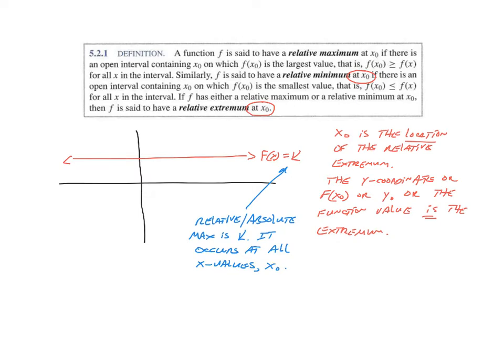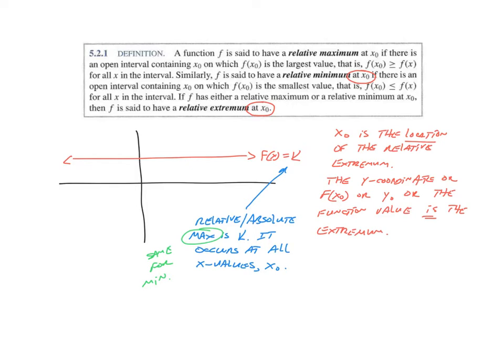So where does it occur? Everywhere. However, it has only one relative or absolute maximum, K. If it were 4, the relative or absolute max would be 4. P.S., same with the min, because it's a constant function. So the relative or absolute minimum is, let's say 4, whatever your K value is.